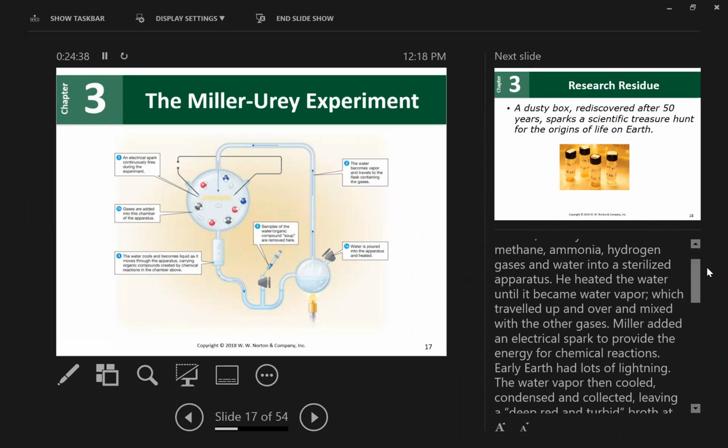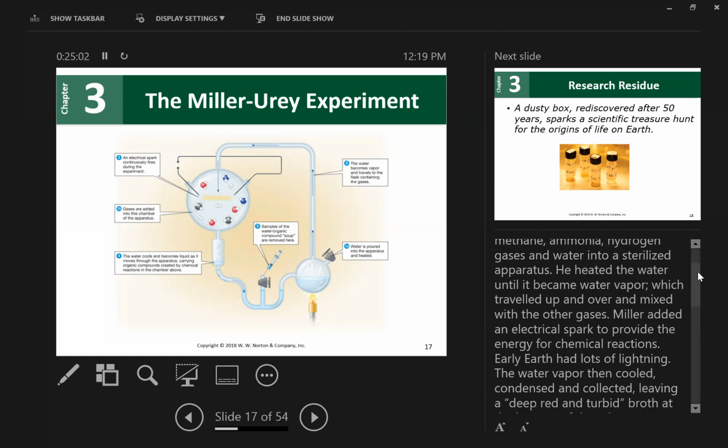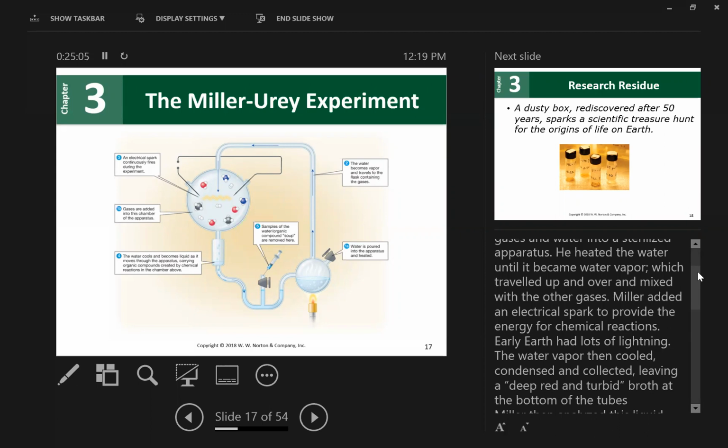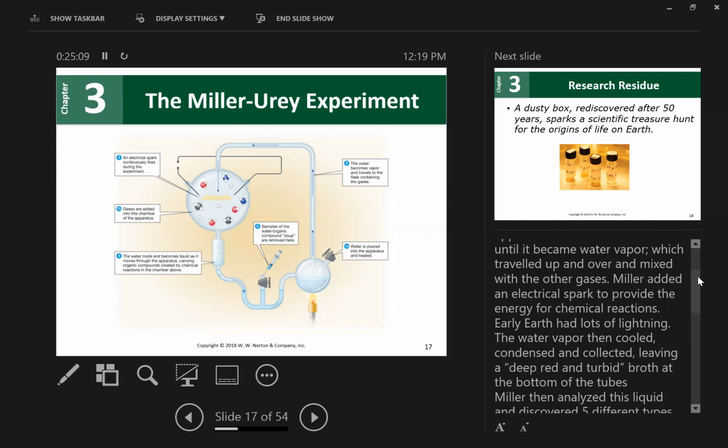So let's break that down. Our reactants, what's going into this? We have water, we have the methane, the ammonia, hydrogen. That's what's going into our chemical reaction. Those are our reactants. The chemical spark is what's causing the chemical reaction. Now let's see what the products are. What did Urey find on the other side?